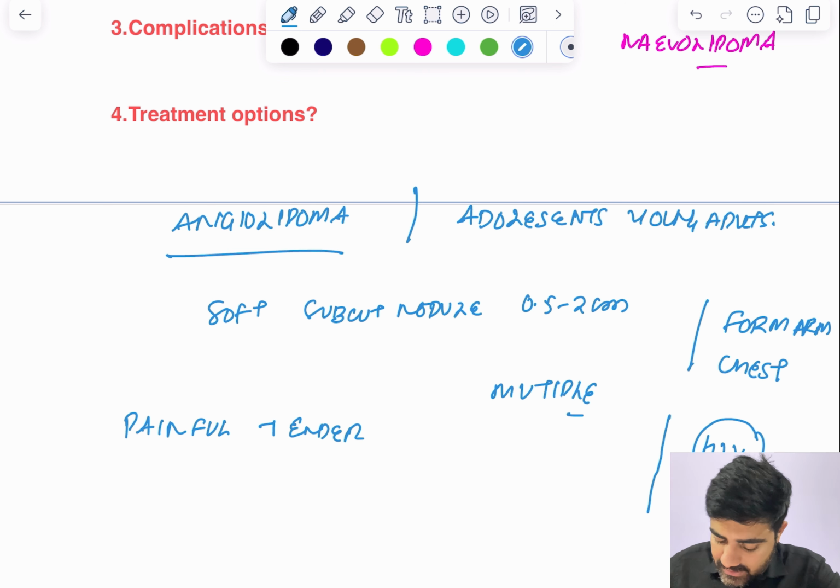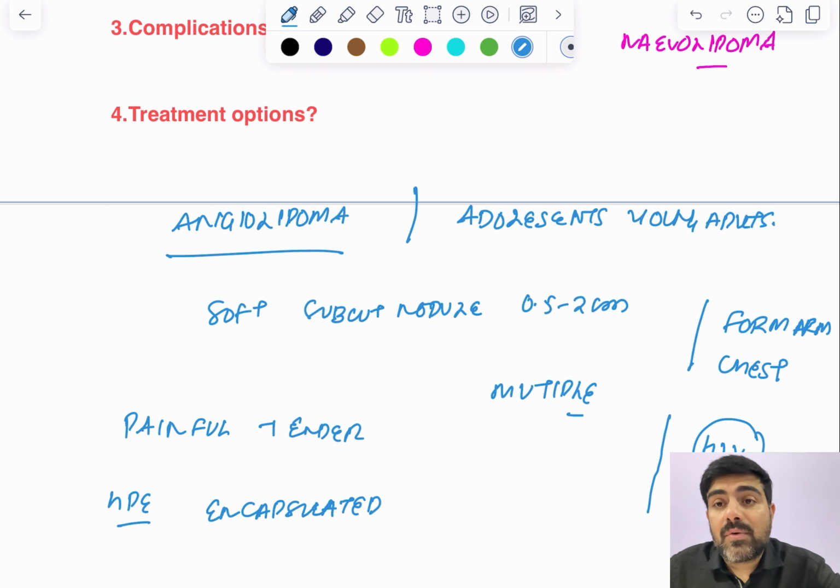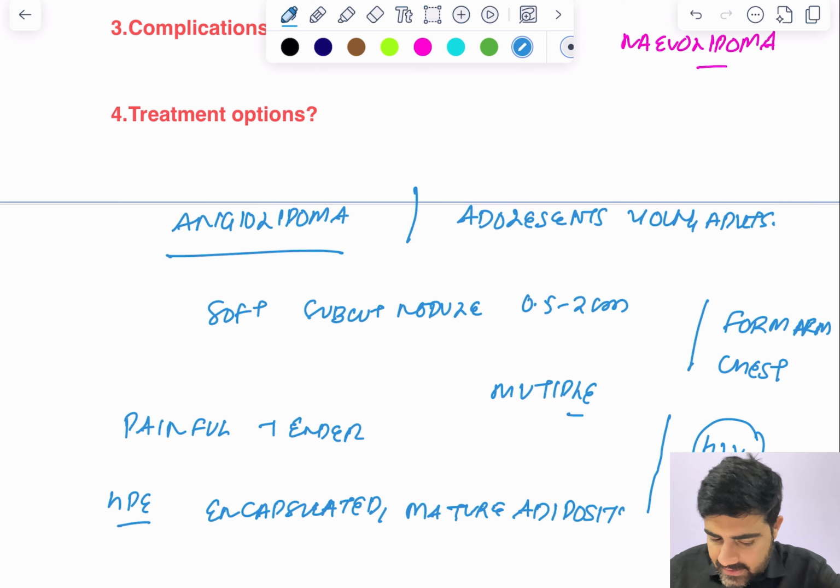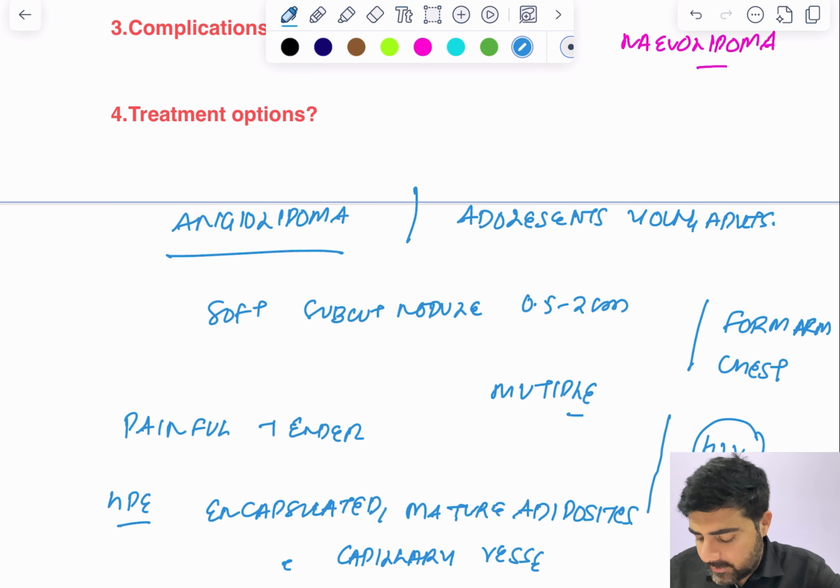On histopathological examination, you will find that they are encapsulated, and of course they have mature adipocytes, as seen in lipoma. There will also be capillaries, capillary vessels, and then there will be fibrin thrombi. So this is angiolipoma.